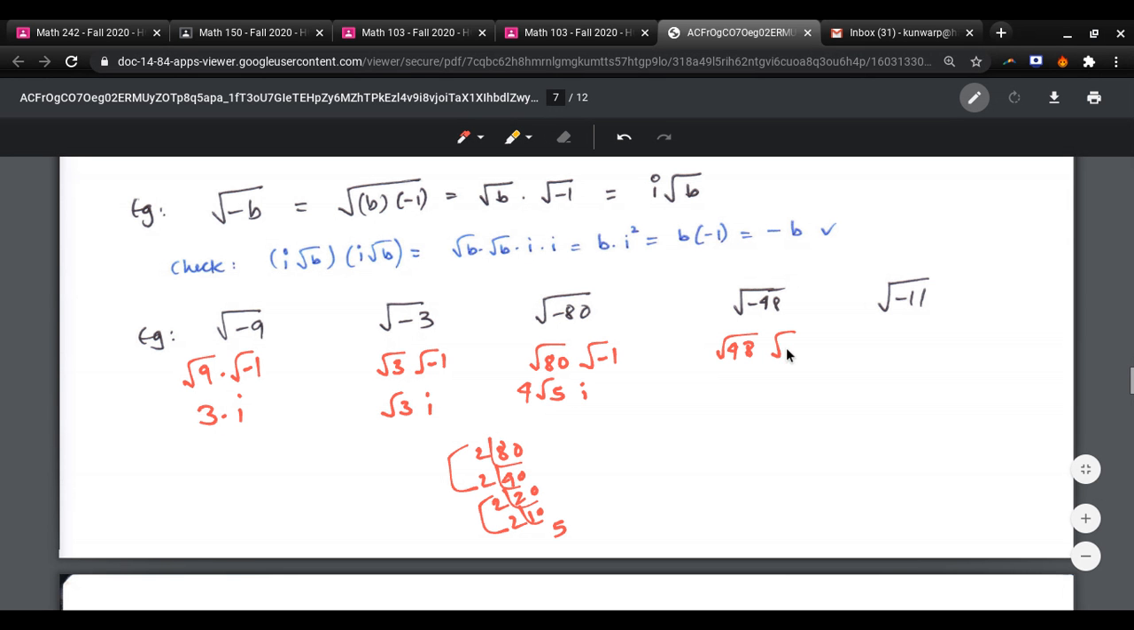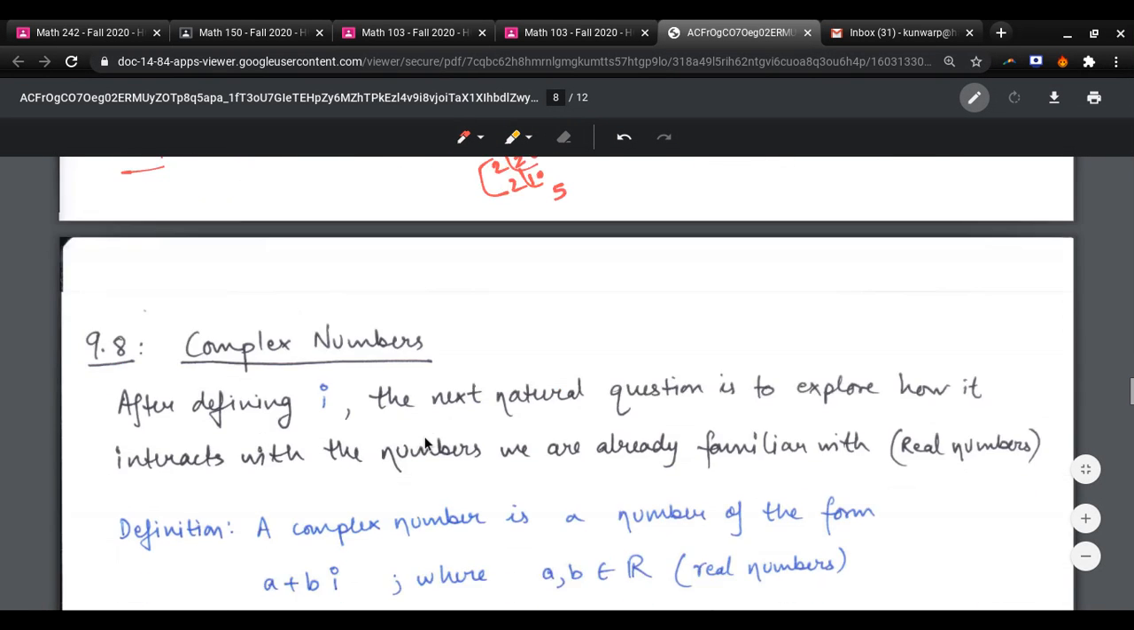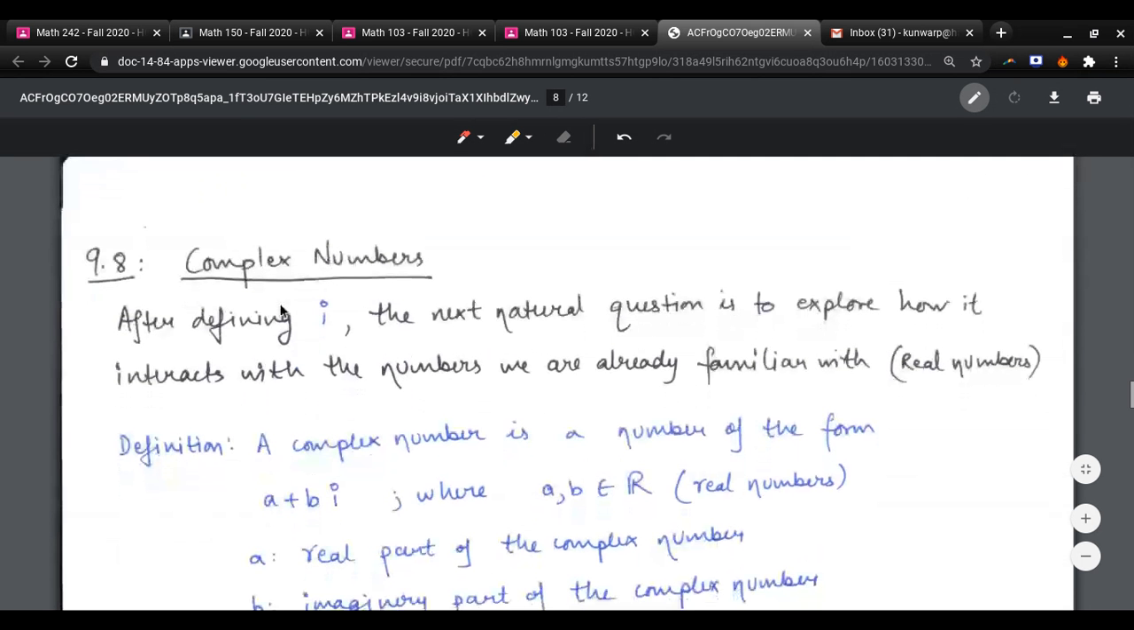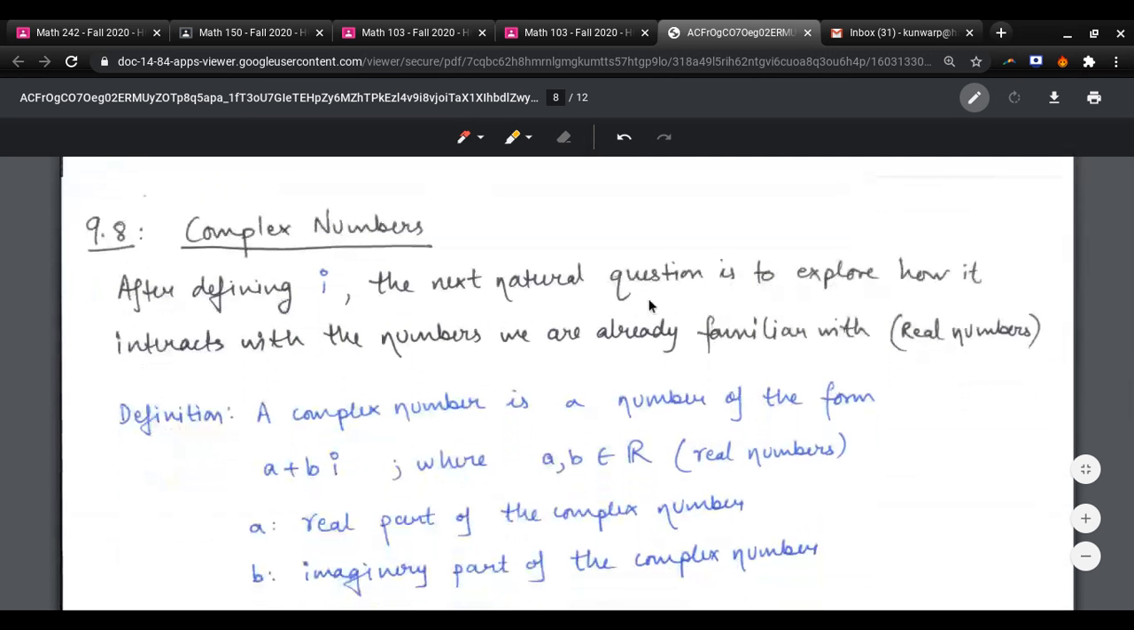Similarly, root 48 times root negative 1, that is i times root 48. 48 is 16 times 3, so that's 4 root 3 i. That's root 11 root negative 1. So pretty straightforward, right? And I'll leave you to verify these to make sure that these are actually the square roots. The next definition is that of a complex number.